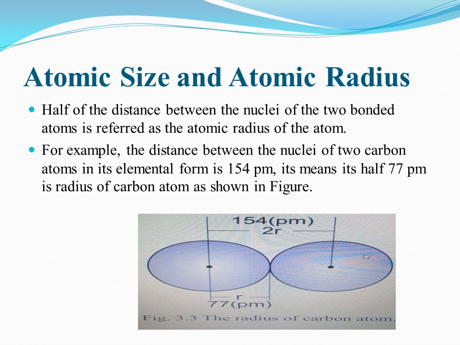What is the definition of atomic radius? Its definition is half of the distance between the nuclei of two bonded atoms is referred to as the atomic radius of the atom. For example, the distance between nuclei of two carbon atoms in its elemental form is 154 picometer. It means its half, 77 picometer, is the radius of a carbon atom, as shown in the figure.